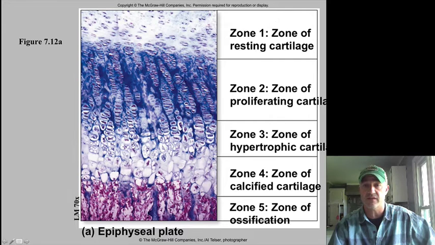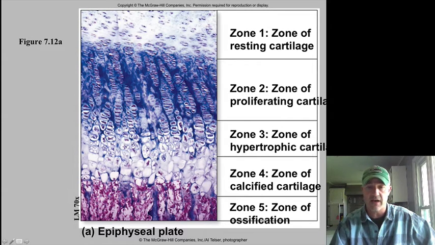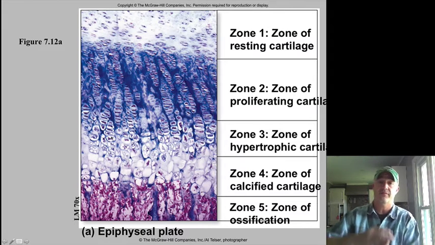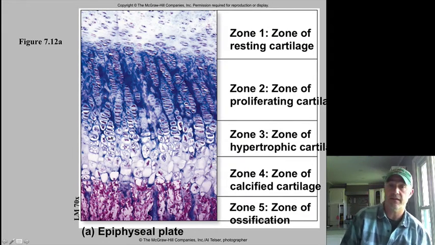So you can kind of see the differences right here. So the resting cartilage, you can see these columns of proliferating cartilage. You can see where the cells start getting bigger and bigger. And you can see here where now that they've died off and are calcified, and now we have those bone progenitor cells, those osteoblasts, converting that calcified cartilage to bone and moving the bone further up towards the epiphysis.